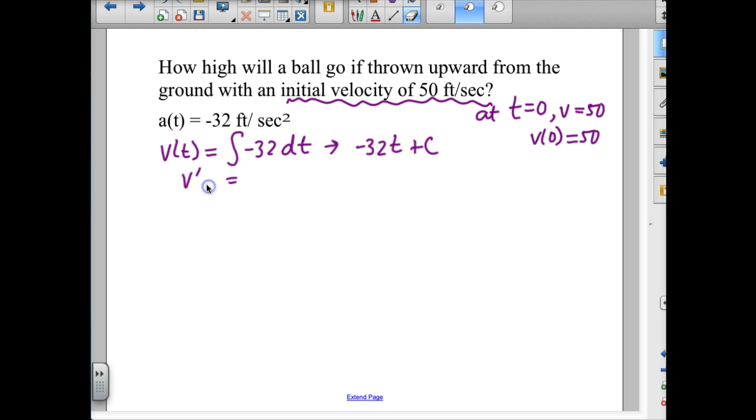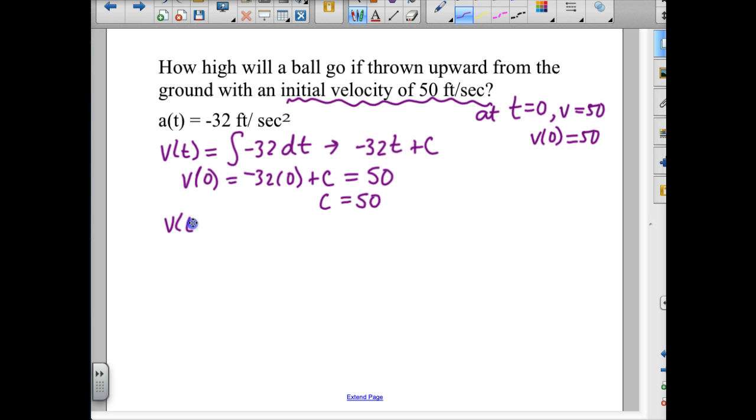we can put 0 in for t and find our initial velocity. But we know our initial velocity is 50, so we can find c. When t is 0, our velocity will be 50. So we can solve this for c. Negative 32 times 0 is 0. Subtract 0, we get c equals 50.